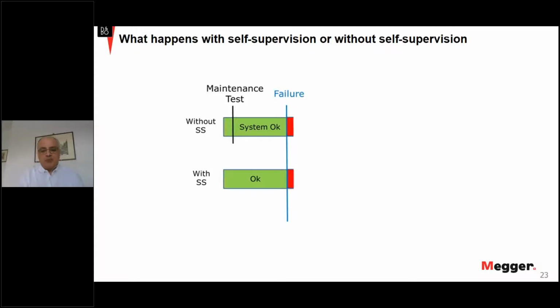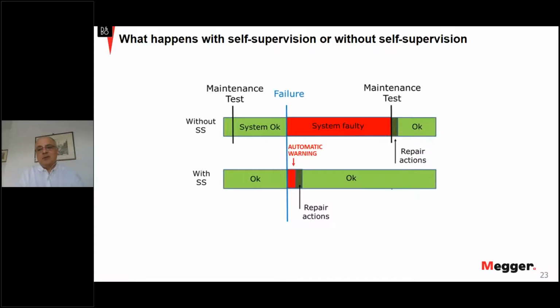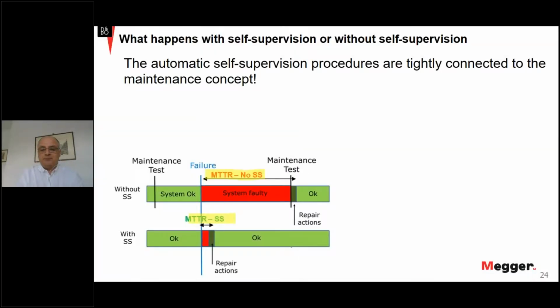Difference between the two approaches, let's have a look. Without self-supervision, let me call it self-supervision of the substation, we have a maintenance test: the system was okay, now we get a failure. With self-supervision, we have an automatic warning at the same time as the failure. In the self-supervision case, we do repair actions, and after that, the system is okay. But in the other case, the system is still faulty until we do the next maintenance test, we find it out, we repair it, and then it goes on.